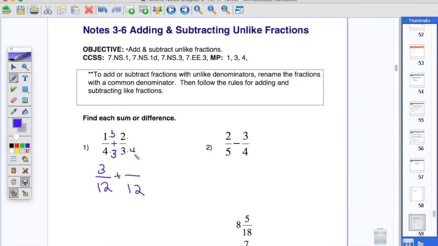Then 3 times 4 gives you 12. So 4 times 2 is 8. Now we add our numerators together, which gives us 11 over 12. So our answer is 11/12.